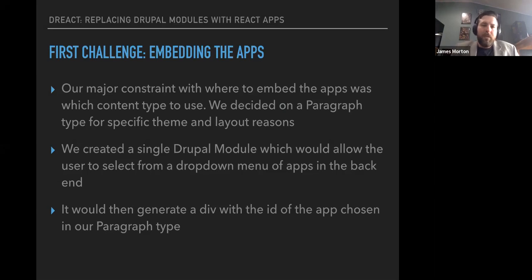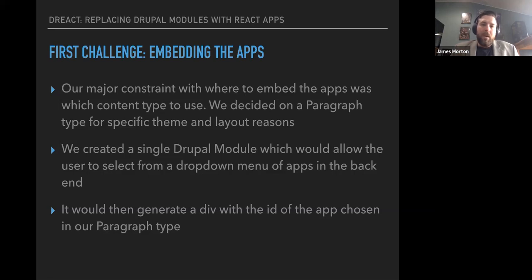So our major constraint here was, how are we going to get this? Where are we going to put it? We decided to use a custom paragraph type. This probably is not the most efficient generic way to do this, but because of the way our project was already structured, and you'll see this in a minute when I give a demo, it was the most efficient for us to use a paragraph type to inject these applications.